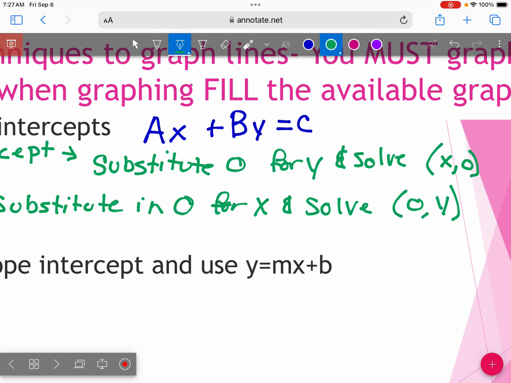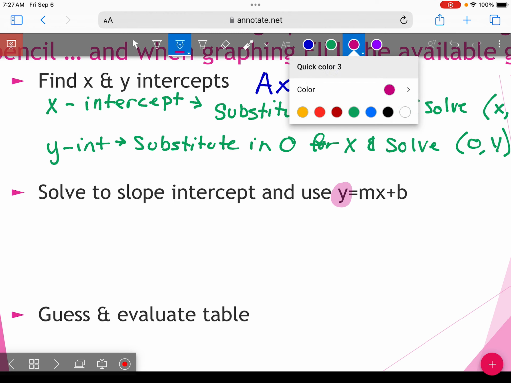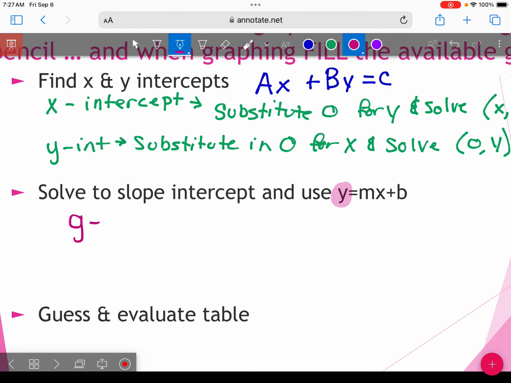But that's all we necessarily need to have to make a graph. Ideally, we'd like more points, but 2 is enough for a line. Another option is to solve it into slope-intercept form, or if we're given it in slope-intercept form. To get it in slope-intercept form, we need to get y by itself. So that's the whole goal. Get y by itself. And then it's going to look like y equals mx plus b.